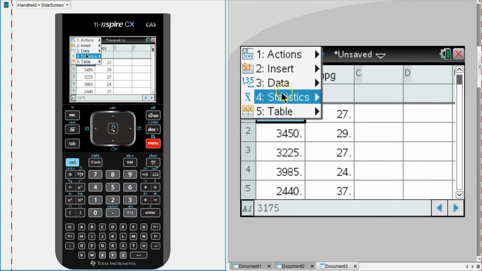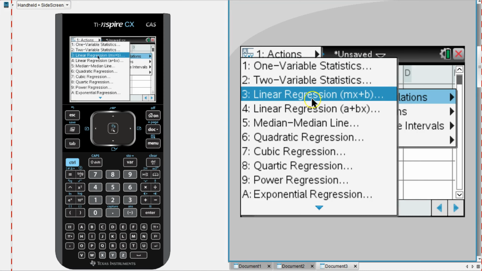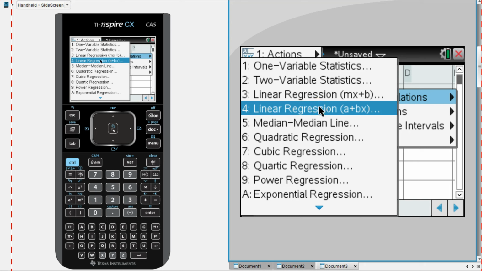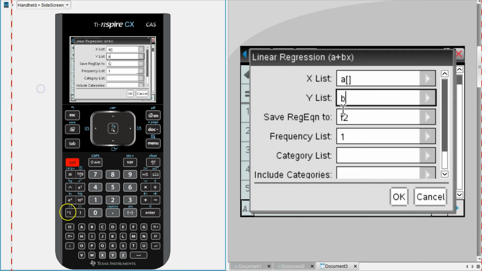Menu, statistics, calculations, linear regression. This will give us linear regression. You can run the test and it will also give you linear regression, but this will do it. So the a plus bx, because we want the y-intercept first. Our x list was in A. Our y list is in B.